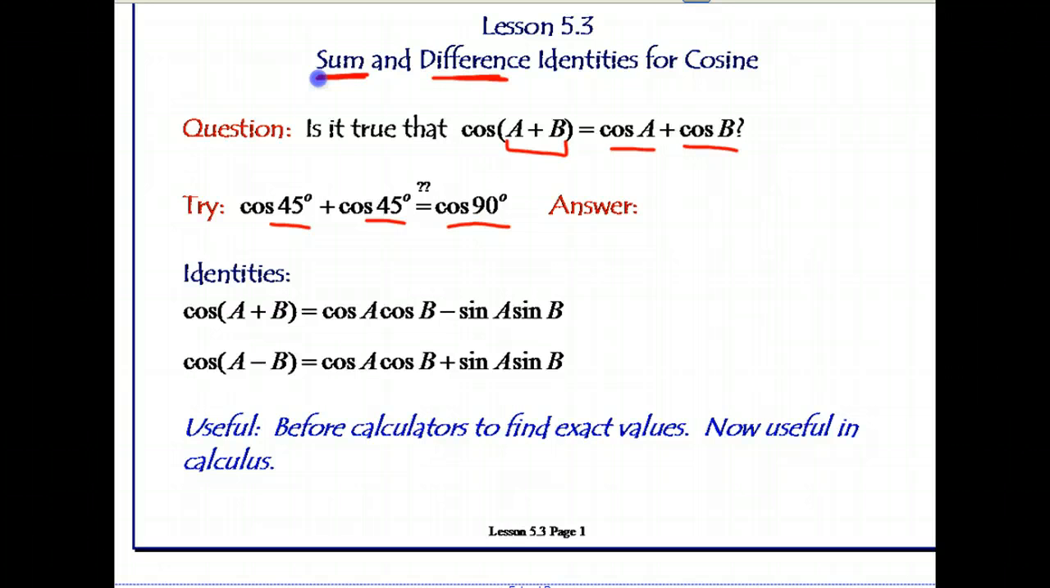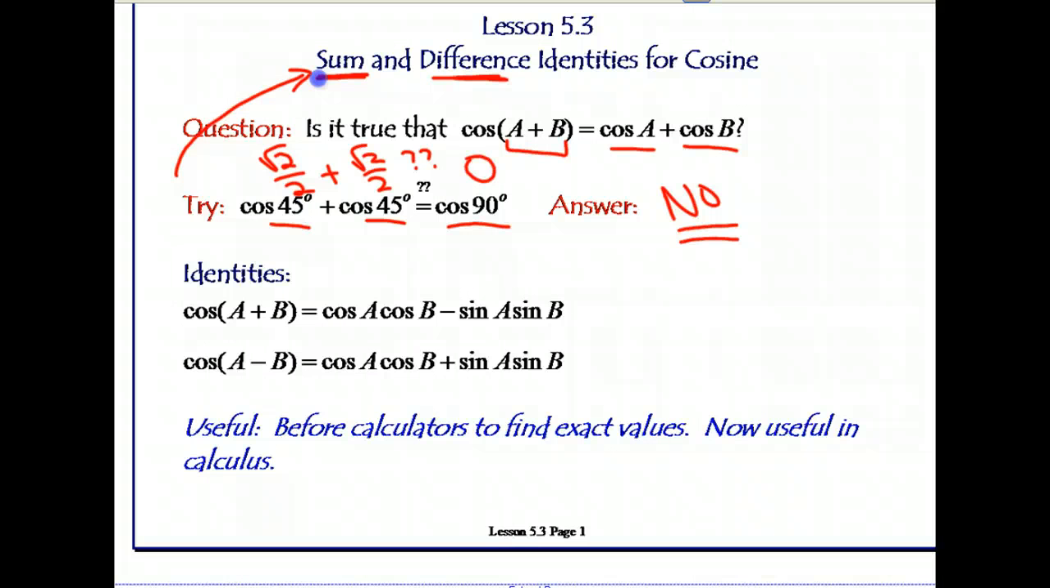Do you remember your chart from chapter 1? The cosine of 45 degrees? Hopefully you still do. If not, you might want to pull it out and refresh your memory. Cosine of 45 was square root of 2 over 2. Cosine of 45 was square root of 2 over 2. The cosine of 90, that's the x-coordinate, was 0. So is this true? Cosine of 45 plus the cosine of 45, does it equal the cosine of 90? Unfortunately, the answer is no. It doesn't work that way.